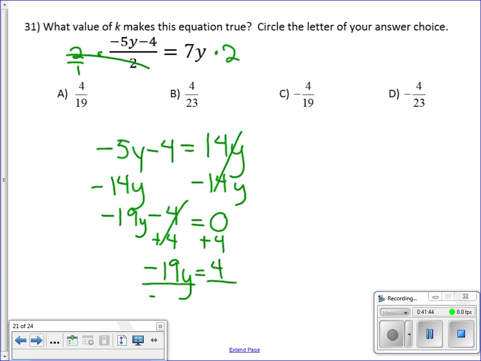I'm going to divide now both sides by negative 19 to get rid of that. And now I have y, I'm going to write over here, is equal to negative 4 over 19. So there's my answer right here. C is my answer.